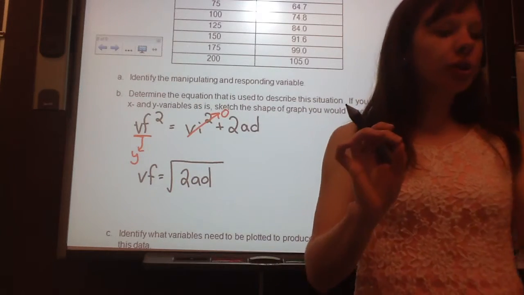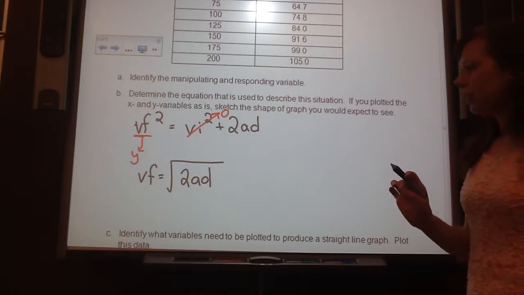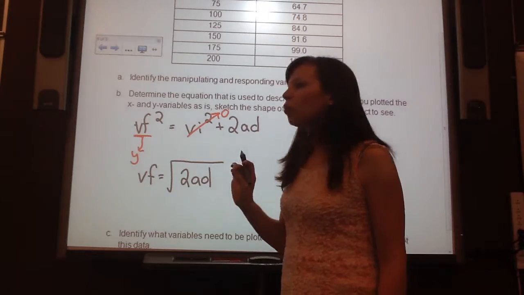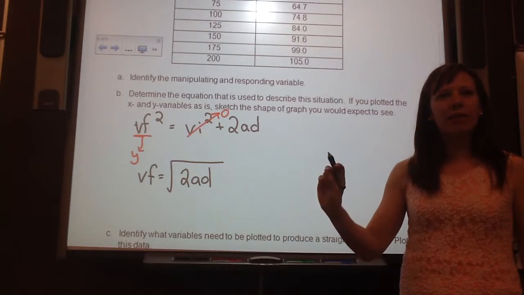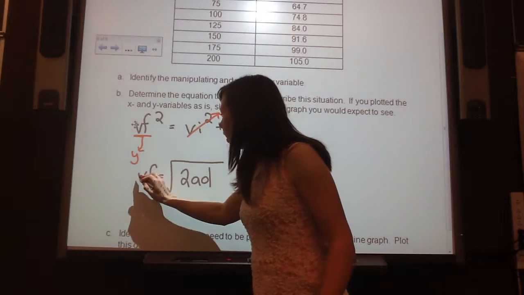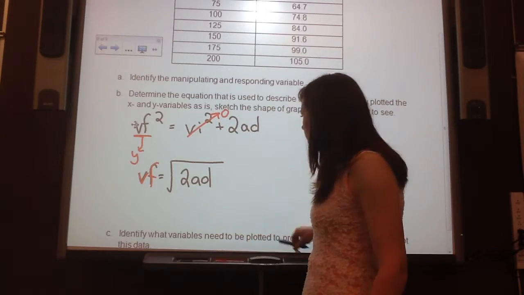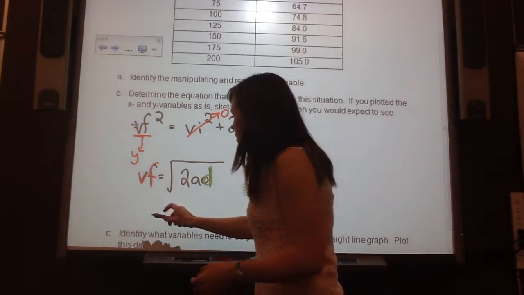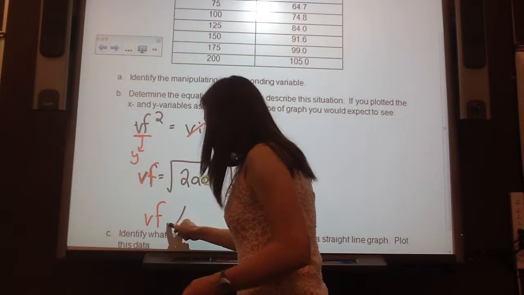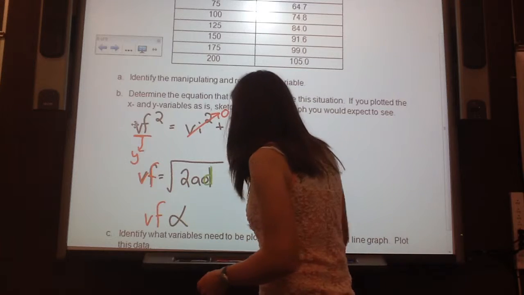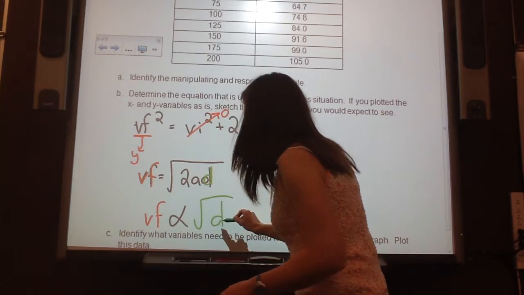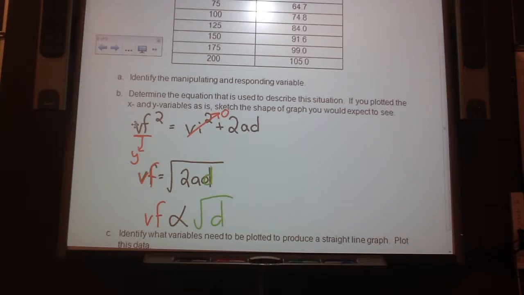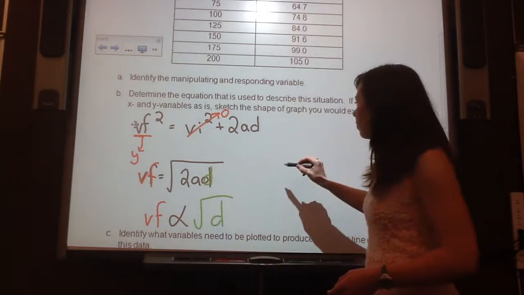Okay, so now we're just going to stop for a moment and look at this. What is the relationship between y and the x variable? So here is our y, VF, and here is our x. Y is, I would use the word proportional, to the square root of the x value. So now we can look at our graphs and see what kind of shape we would expect to see if we plotted that y and that x value.